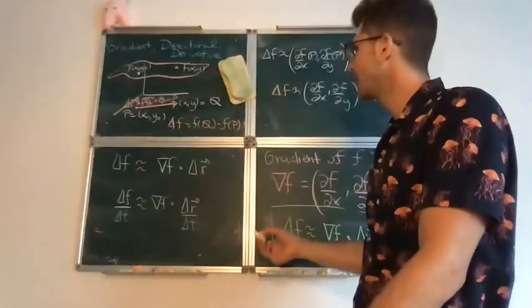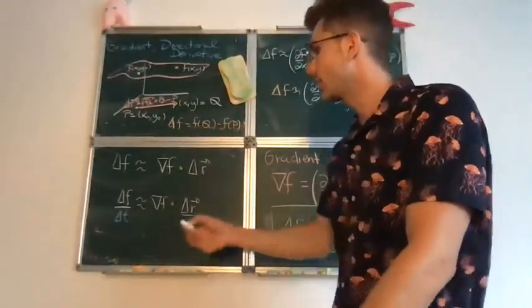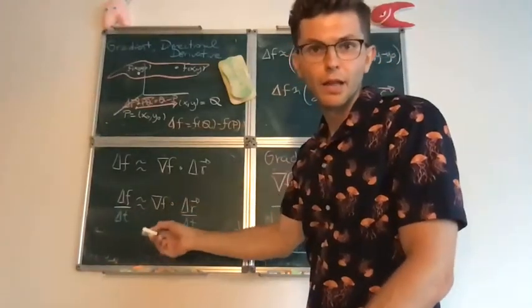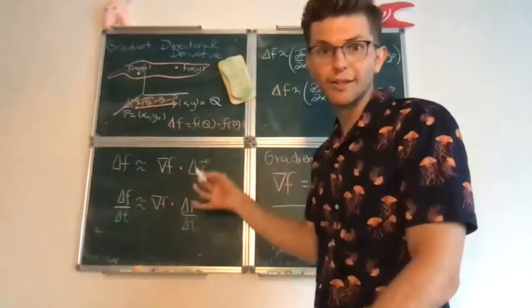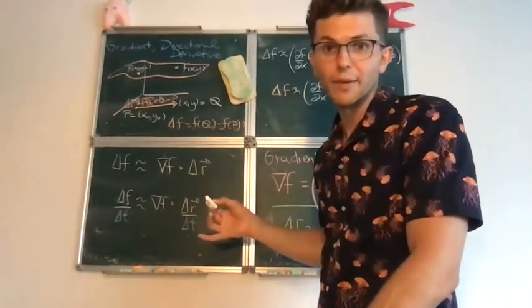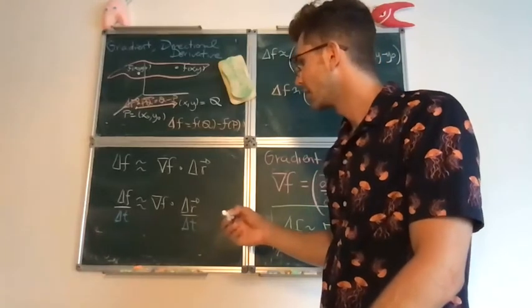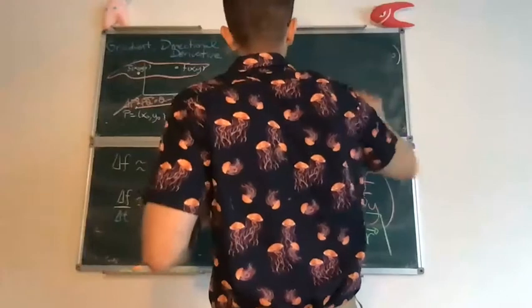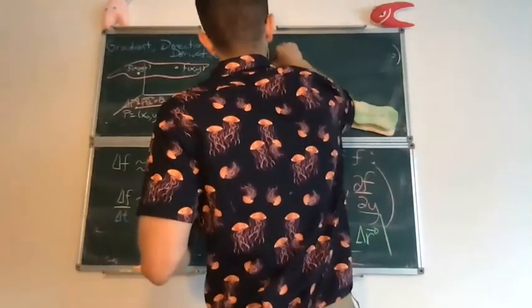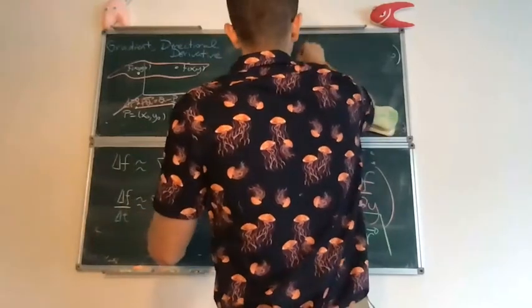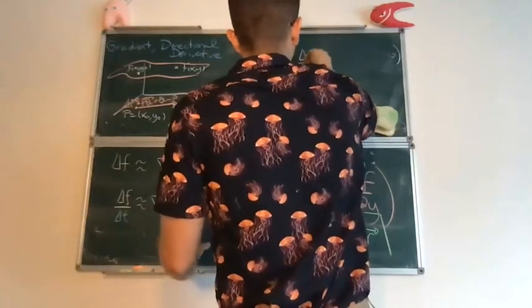And this approximation you should think of as becoming better and better as delta t becomes smaller and smaller, because that's the whole point of a limit, right? So the point is that in the limit as delta t goes to 0, this approximation should be like an exact relation.